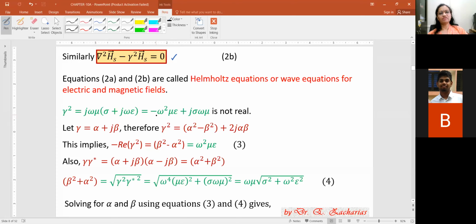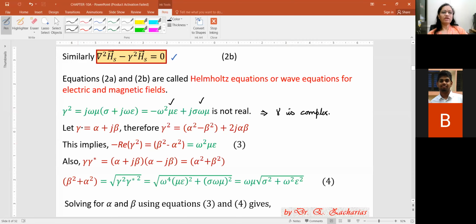When you open up the bracket, you get minus omega square mu epsilon plus j sigma omega mu. So this clearly has a real part and an imaginary part. That means it is not purely real. It is a complex quantity. The square of the propagation constant is a complex quantity. If gamma square is a complex quantity, this also means that gamma is complex. Yes or no? If gamma square is complex, then gamma also has to be a complex quantity.